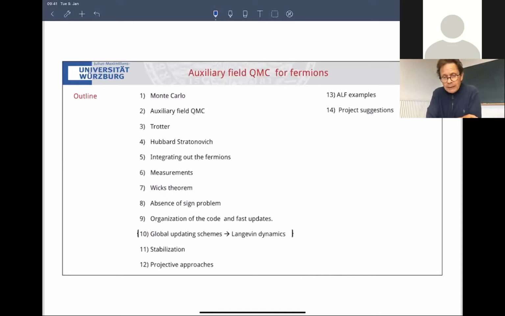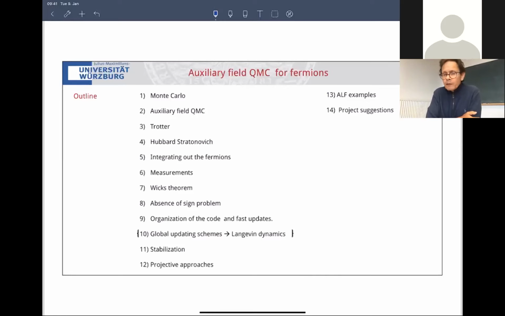So we are still building this now in the code, Langevin dynamics and hybrid Monte Carlo. We would like to put in version 2 of the ALF at least Langevin dynamics. And then some issues like stabilization, especially for the finite temperature code. And then the first part is for the finite temperature auxiliary field quantum Monte Carlo code. There are some specializations to the projective approach if you're more interested in ground state properties.